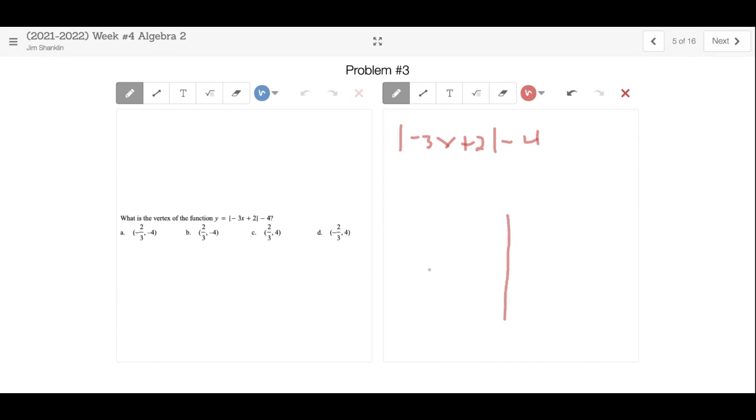So what is a vertex? I know this is called the vertex of an absolute value function graph. Okay, so I need to know where that is. Well, we're shifting down 4 units, right? So 1, 2, 3, 4. So we shifted down 4 units, but then how far do we shift left or right? Well, it's whatever makes this equal to 0. So it's going to be negative 2 over negative 3, so 2/3.